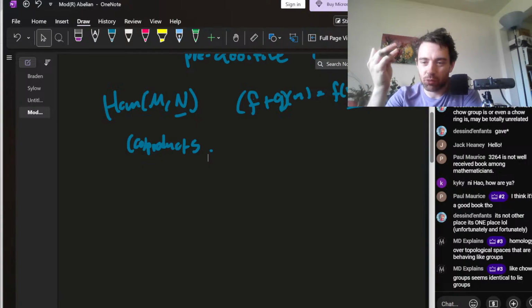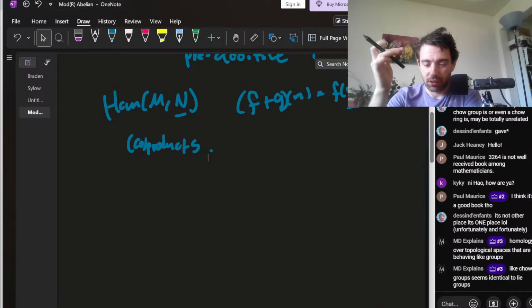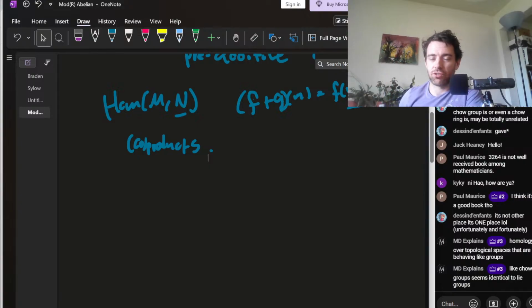Homology over topological spaces that are behaving like groups. Well, often in homology, we take it to have coefficients in an abelian group. So that is a common thing. Chow groups are definitely not identical to Lie groups, though. Not even close, unfortunately. Yeah, Chow groups are often finitely generated abelian groups.